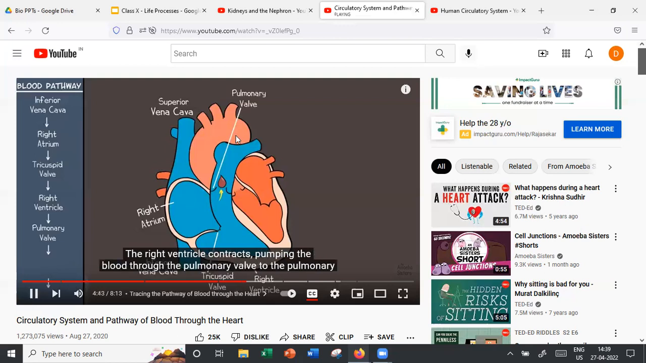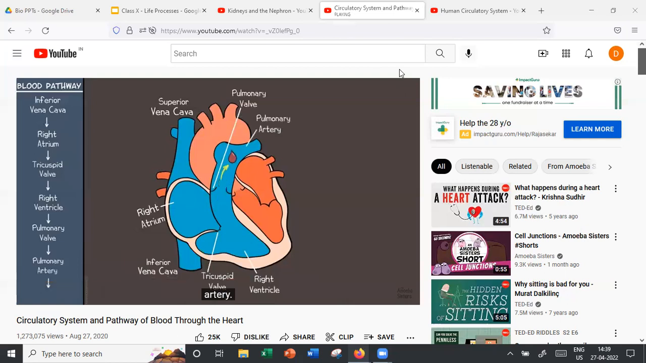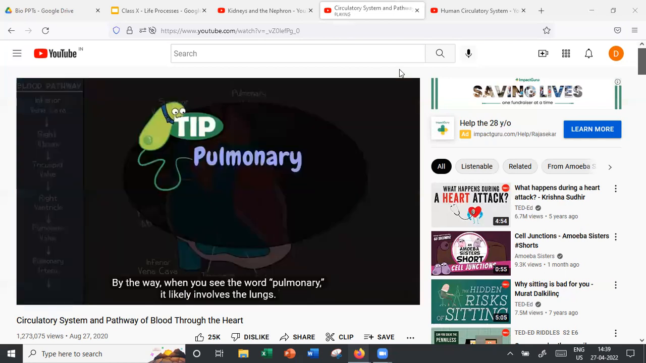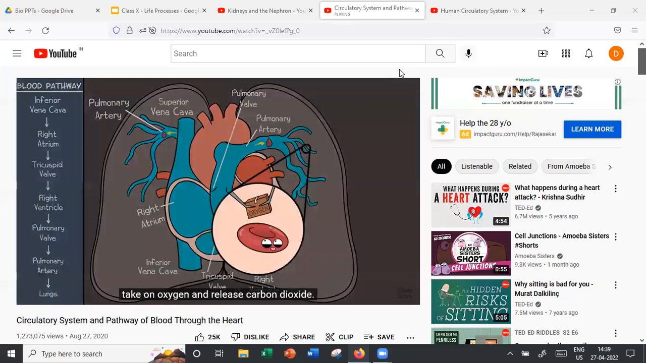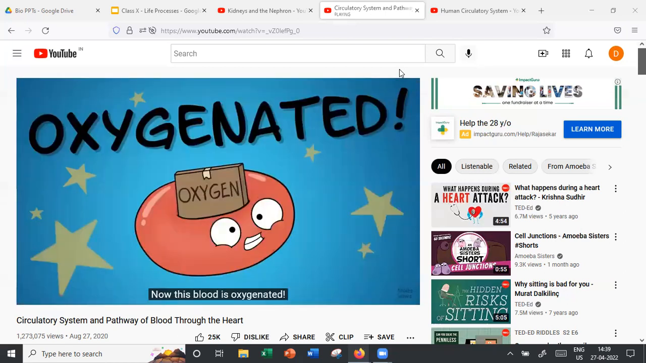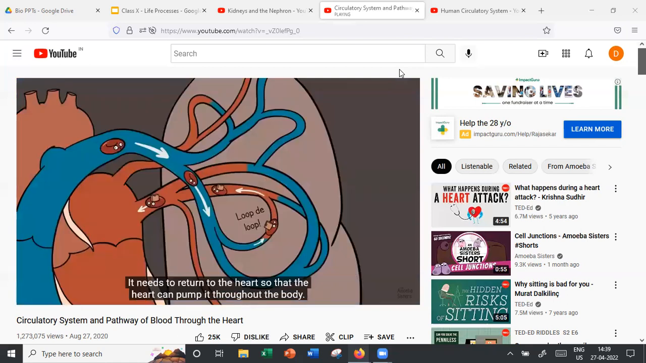Valve to the pulmonary artery. By the way, when you see the word pulmonary, it likely involves lungs. The pulmonary artery takes blood to the lungs. The lungs are where red blood cells in the blood will take on oxygen and release carbon dioxide. Now this blood is oxygenated. It needs to return to the heart so that the heart can pump it throughout the body.